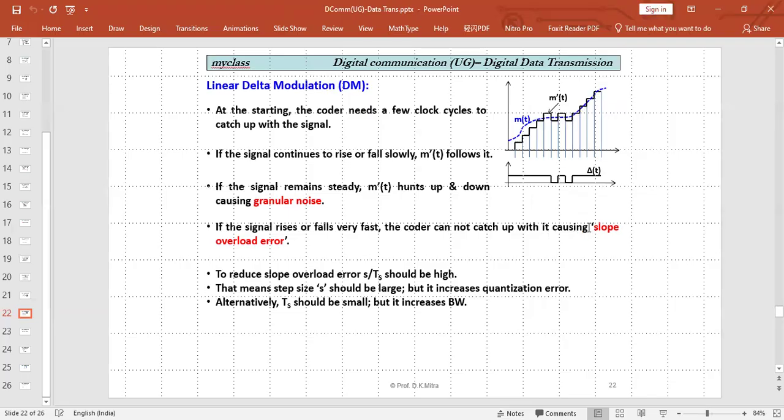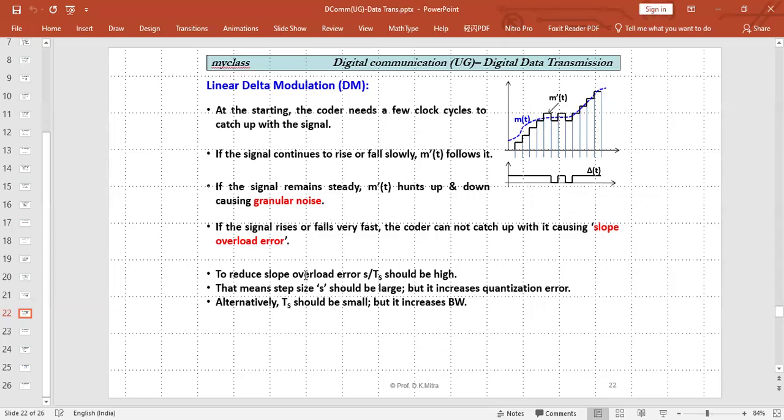And that problem is called slope overload error. So there are two types of possible errors. One is granular noise, if the signal keeps steady for a long time, and the other is slope overload error. Slope overload error can be eliminated, or its possibility reduced, by detailed observation of the signal variation nature, and your design value of sampling rate and your design value of step, right?